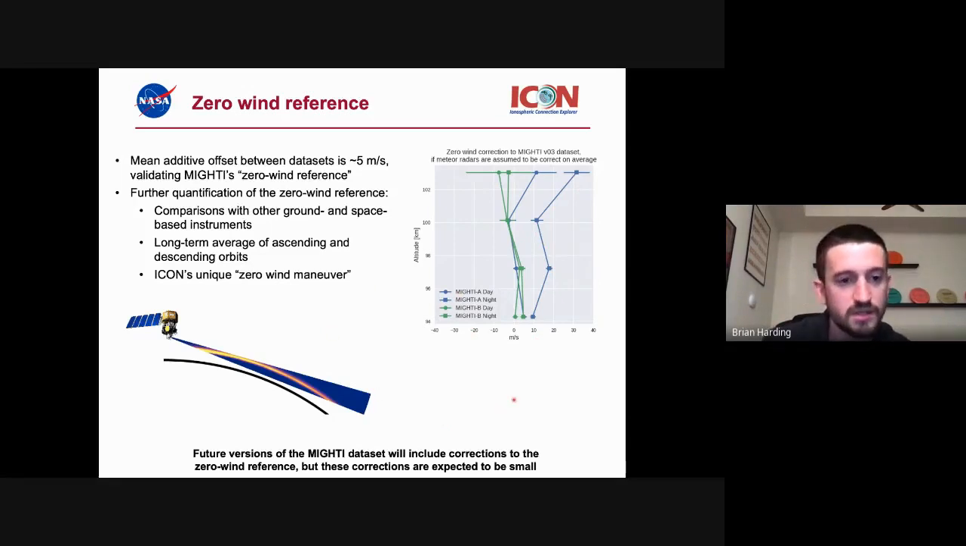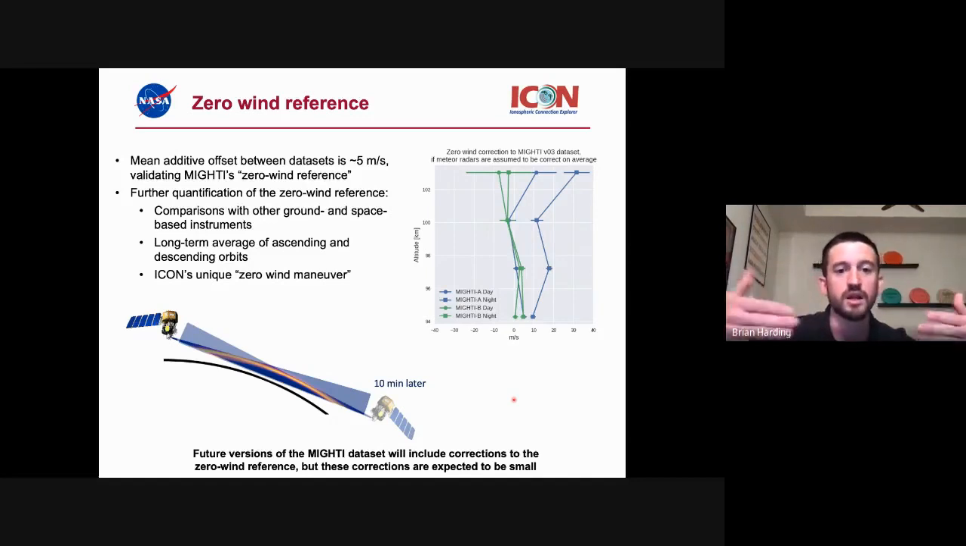One of the exciting things about ICON is that it actually has an on-orbit maneuver to determine the zero wind. So it makes a measurement, and then 10 minutes later, it turns around and observes the same spot on Earth, but from 180 degrees aspect angle offset. So assuming that the wind hasn't changed in 10 minutes and the spacecraft velocity hasn't changed in 10 minutes, then the Doppler shift you get by those 2 measurements should be equal and opposite. And that's another way of validating our zero wind reference.